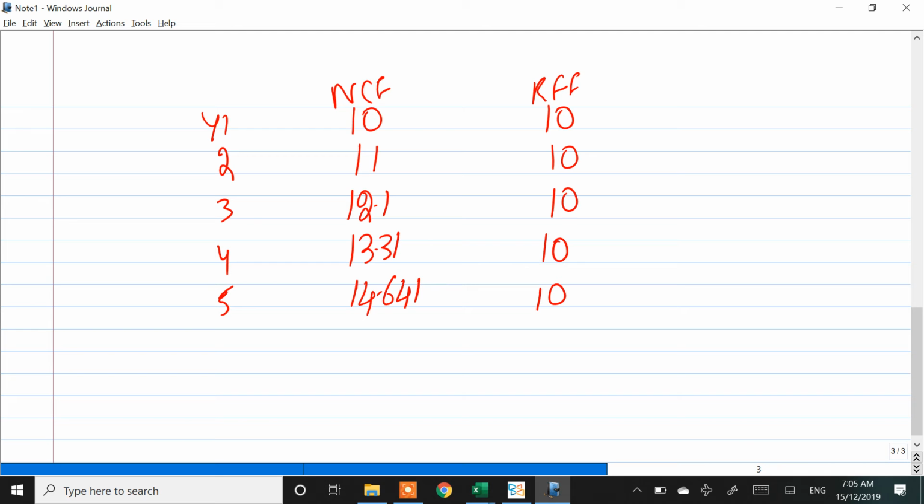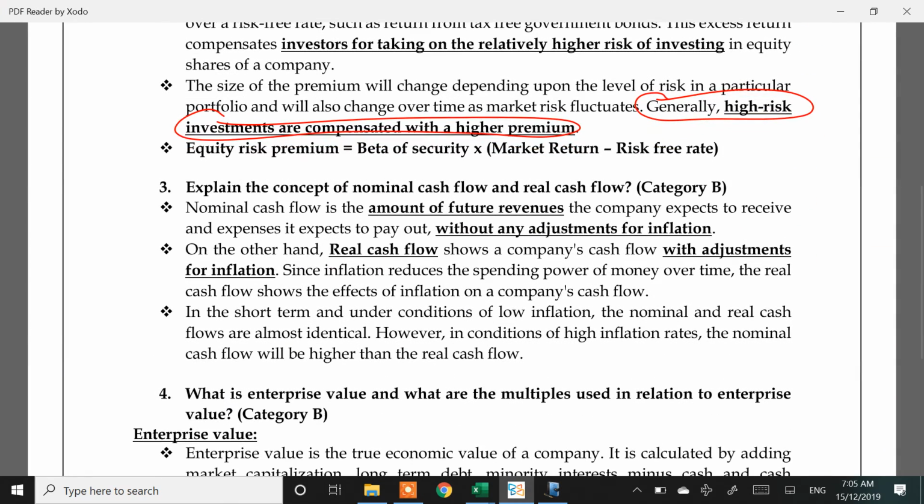So, nominal cash flow includes inflation. Real cash flow is excluding the impact of inflation. It's the amount of future revenues the company expects to earn with adjustments for inflation, since inflation reduces value, so I exclude the inflationary impact. Under conditions of low inflation, both will be the same. If there is high inflation, nominal cash flow will be higher than the real cash flow.